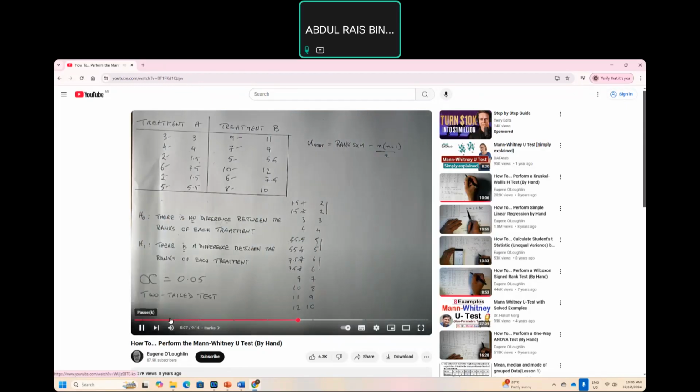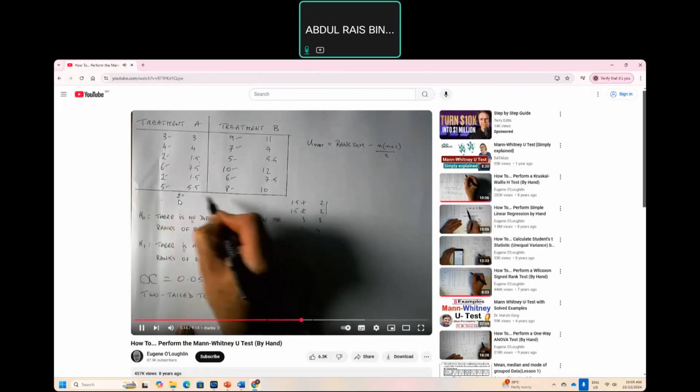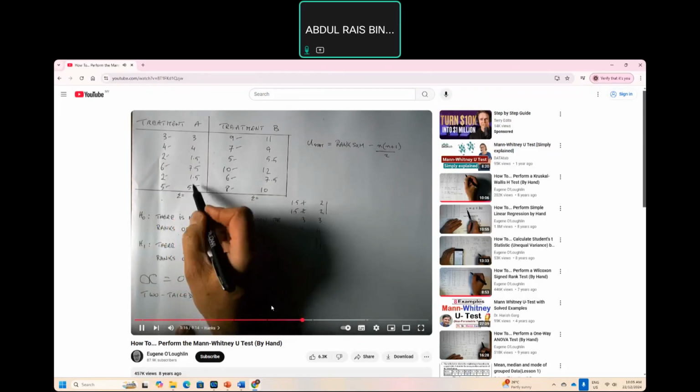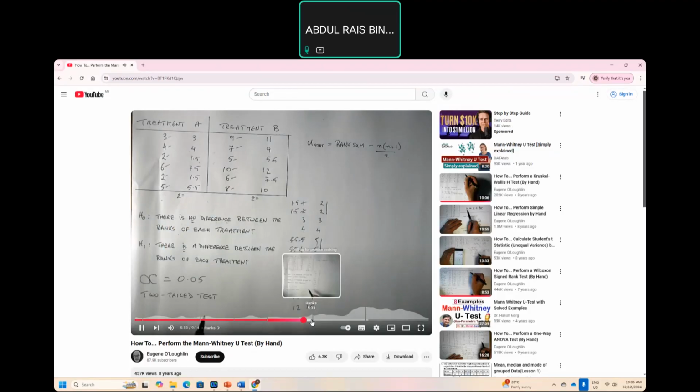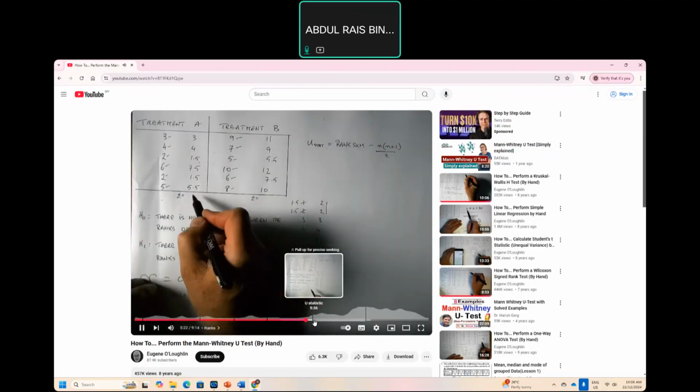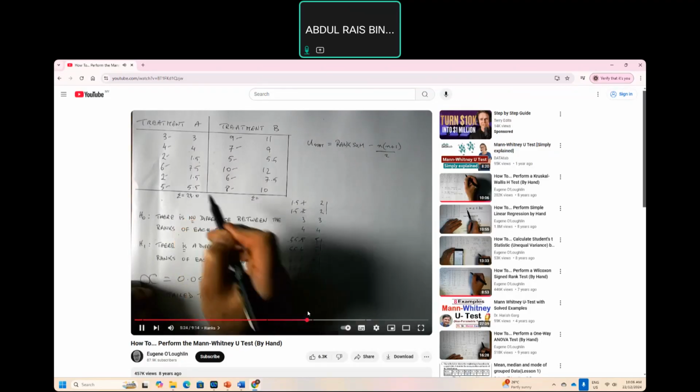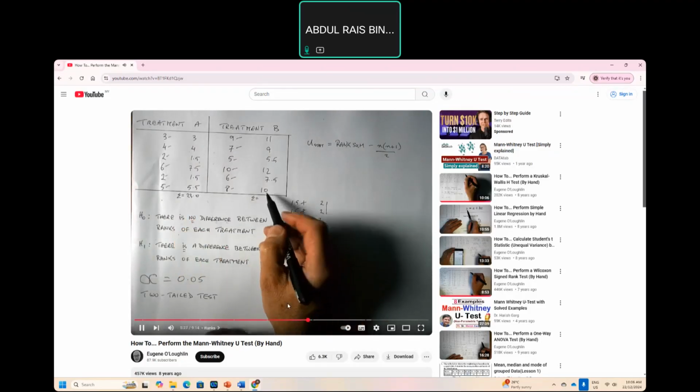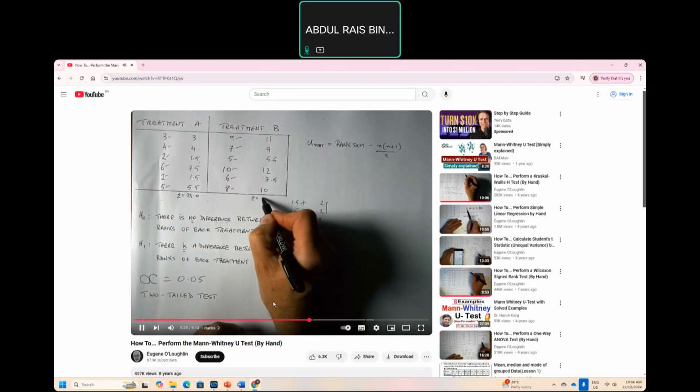Okay. Rankings here. Our next job then is to sum all of these ranks, because we need to get a value for our sum of each of these ranks. So I'm going to add up all the values for the treatment A, and when I add all of these up, I get a value of 23.0. And when I add up all the values for treatment B, I get a value of 55.0.